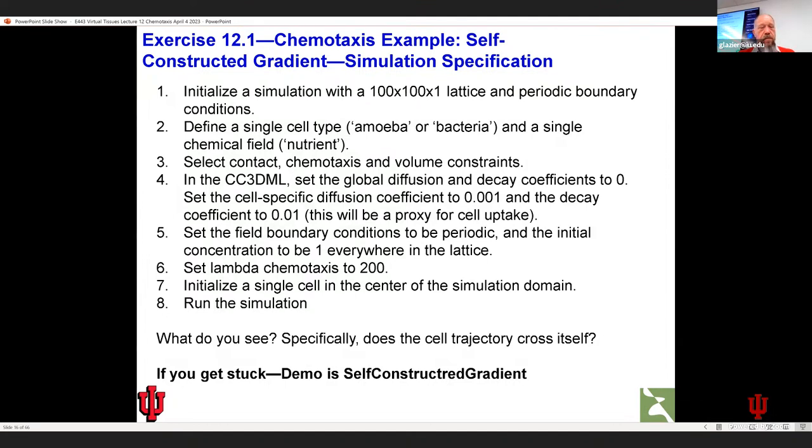Are there any questions about that little assignment? And if you get stuck, in that demos folder, I see there's a typo, I think. There's a demo called self-constructed gradient, which has my version of the code.